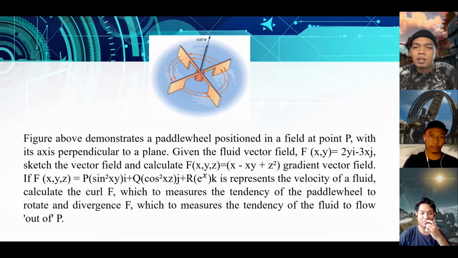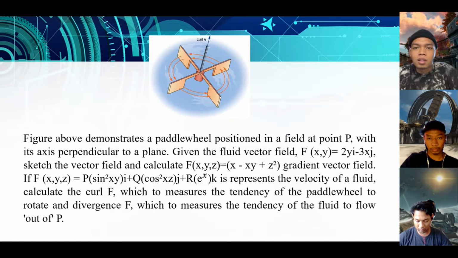Today we want to present about vector field. So our question is: the figure above demonstrates a paddle wheel position in a field at point P with its axis perpendicular to a plane. Given the vector field F(x, y) equal to 2y i minus 3x j, sketch the vector field and calculate f(x, y, z) equal to x minus xy plus z squared.